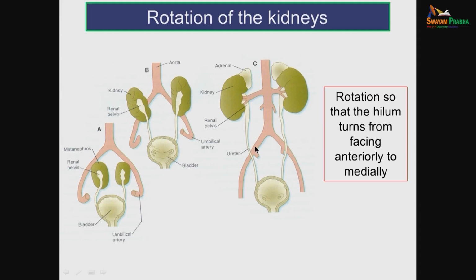Once it ascends, initially the hilum of the kidney is facing anteriorly. What happens is there is going to be rotation of this hilum and hence the hilum faces medially in adults. From the anterior position it moves more medially. So this is rotation of the kidney.